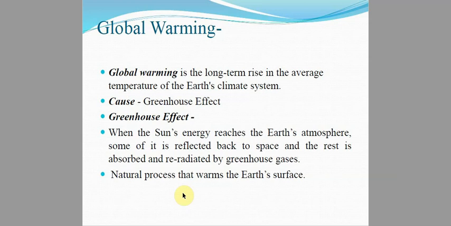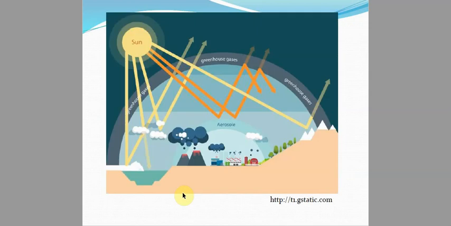So let's see this concept through a diagram. So you can see here the rays from sun are coming to Earth. Some of that radiation is going back to the space. Here you can see it, but some part of those sun rays are reflected back by these greenhouse gases. So what are the greenhouse gases that we will be seeing later? Just focus on the concept. So some part of these sun rays are reflected back to the Earth. This is the Earth's surface, you can see here.